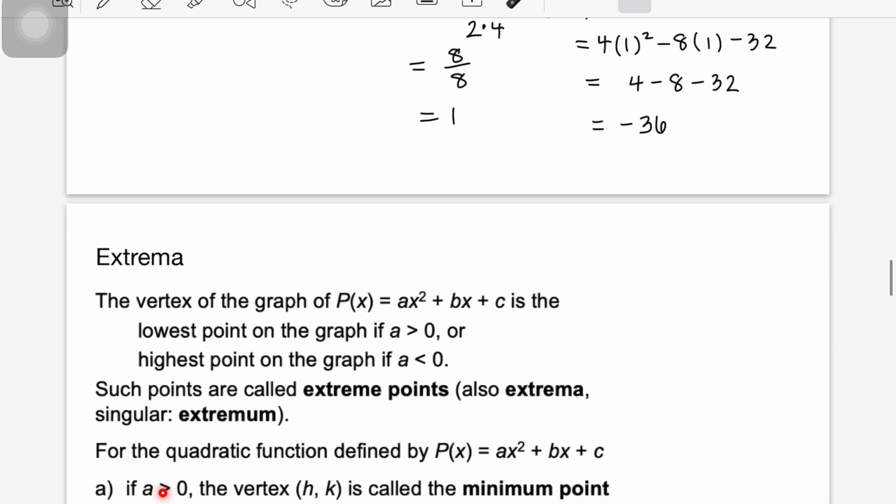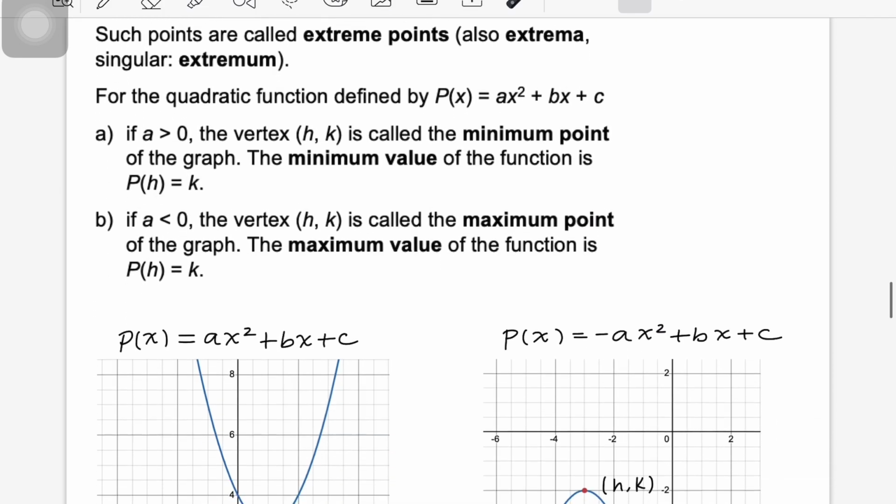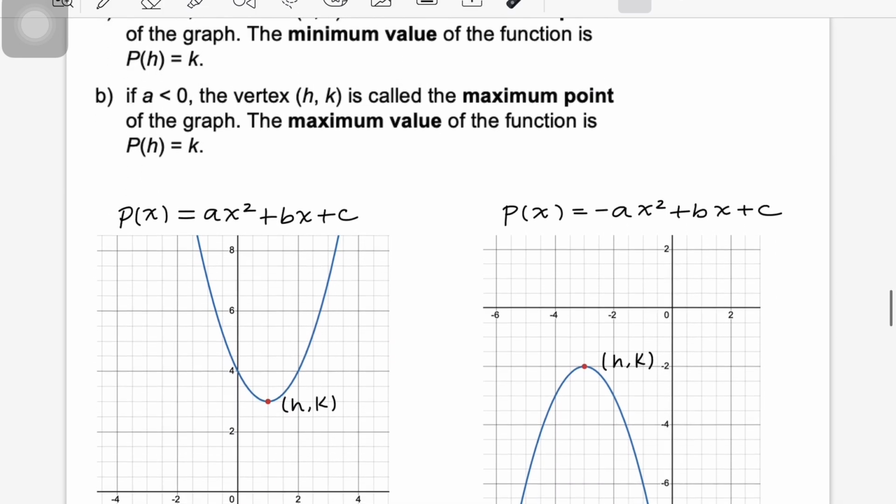Now if a is greater than 0, the vertex is going to be called the minimum point on the graph, and we can find the minimum value of this function by evaluating the function at that point h. Similarly, if a is less than 0, then the vertex is going to be called the maximum point. It'll be the highest point on the graph, and we can find this maximum value by evaluating our function at that h value. Okay. So here are 2 examples of that.